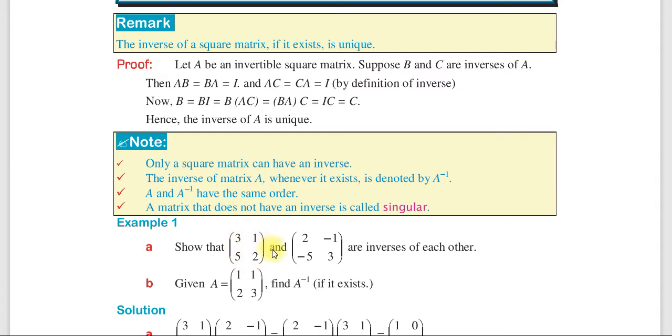Example 1: show that the matrices [3 1; 5 2] and [2 -1; -5 3] are inverses of each other.